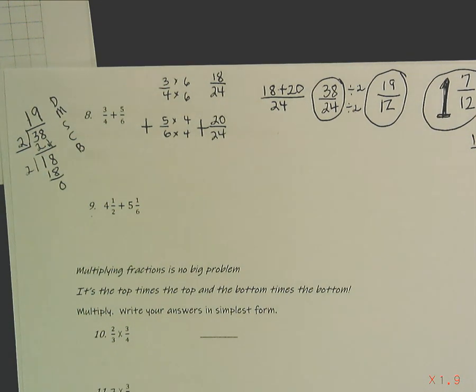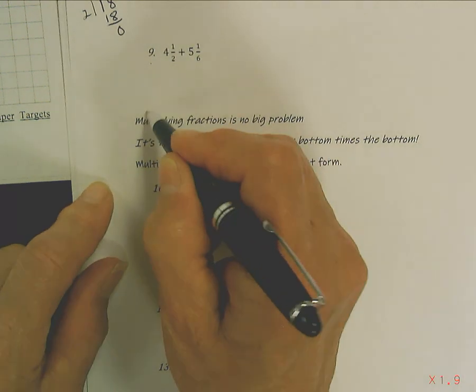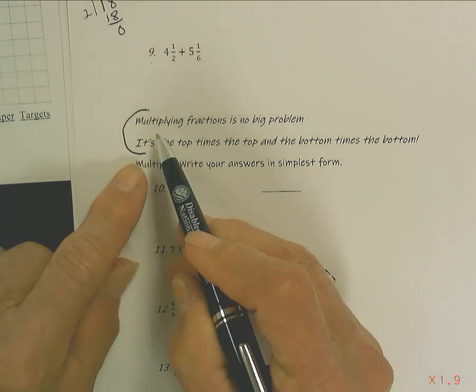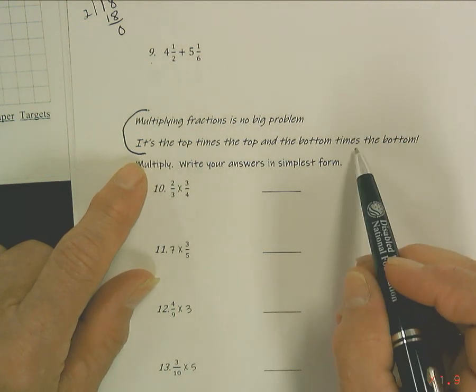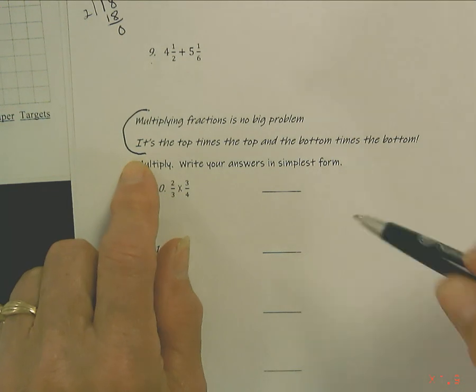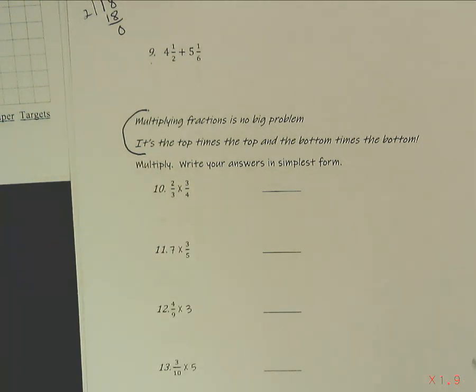So now we're switching over to multiplication. And here's your wrap that you know so well. Multiplying fractions is no big problem. It's the top times the top and the bottom times the bottom. Now, it tells you something. I'm so glad y'all know it.